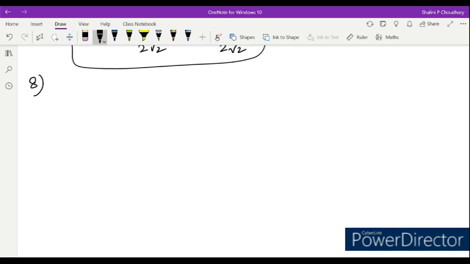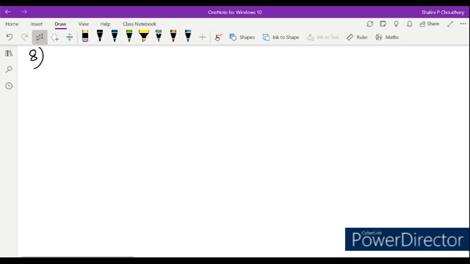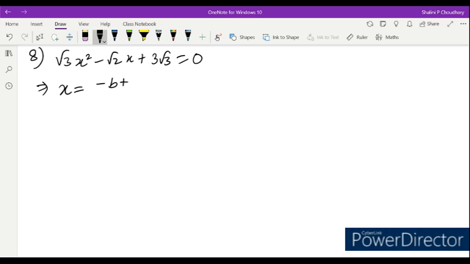Next is 8. Next question. Square root of 3 x square minus square root of 2x plus 3 root 3 is equal to 0. Okay, so x का वैल्यू क्या होगा? x का वैल्यू will be equal to minus b plus minus square root of b square minus 4ac divided by 2a and we'll write the value of a, b and c.